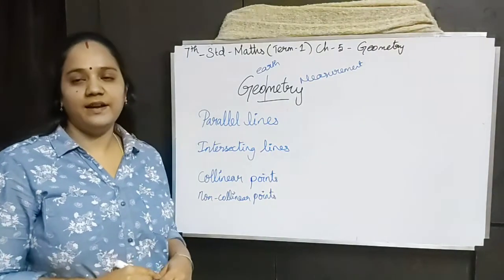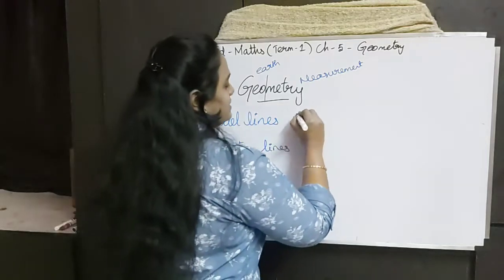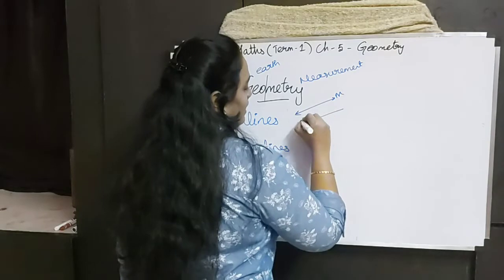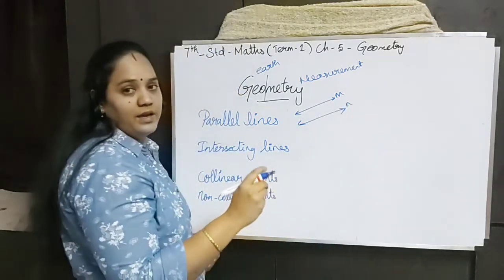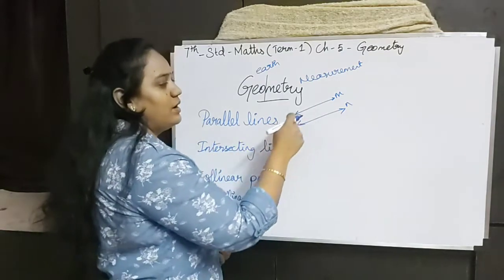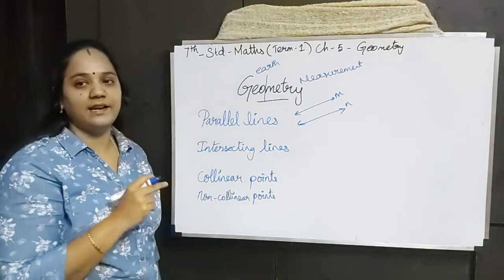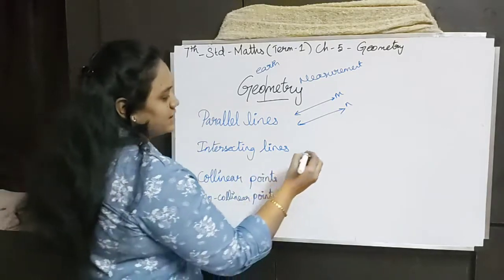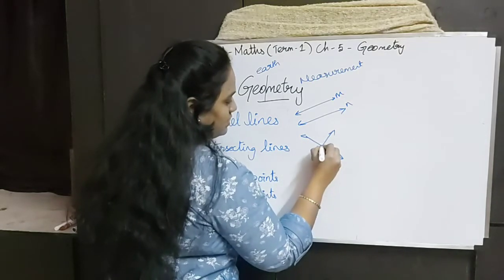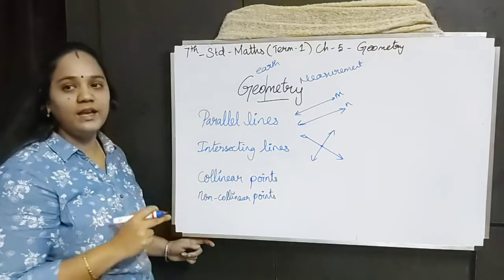Parallel lines. Already we learned parallel lines, right? If M is one line and N is another line, and these two lines are said to be parallel, it means they never meet each other. Next is intersecting lines. Intersecting lines means two lines intersect at a point.